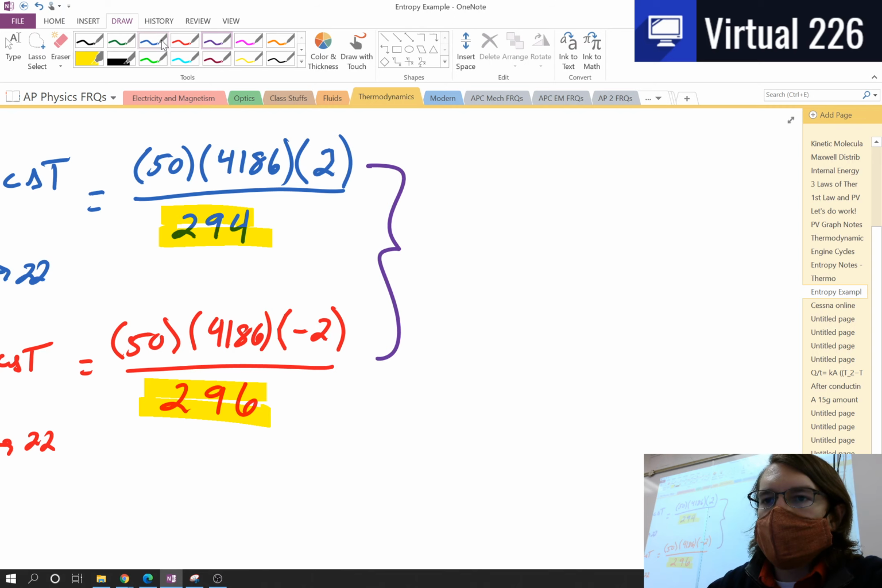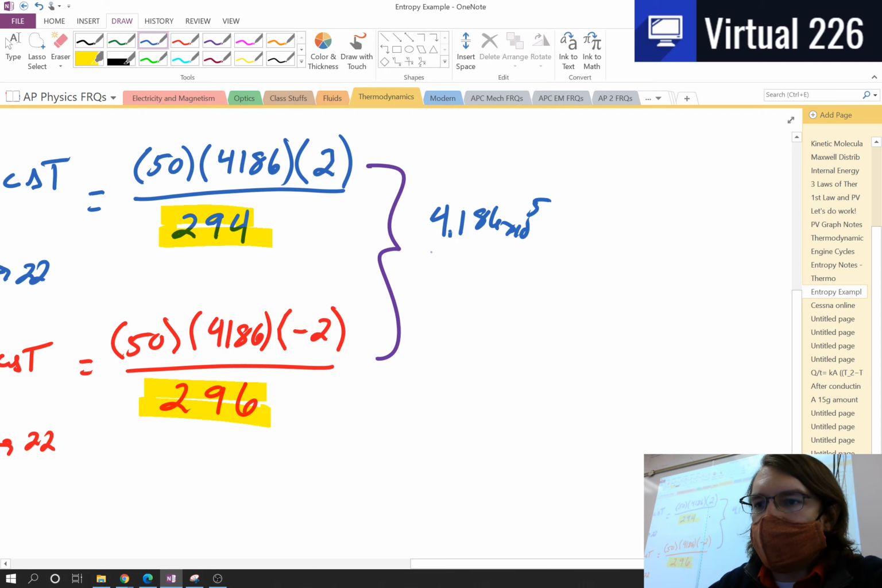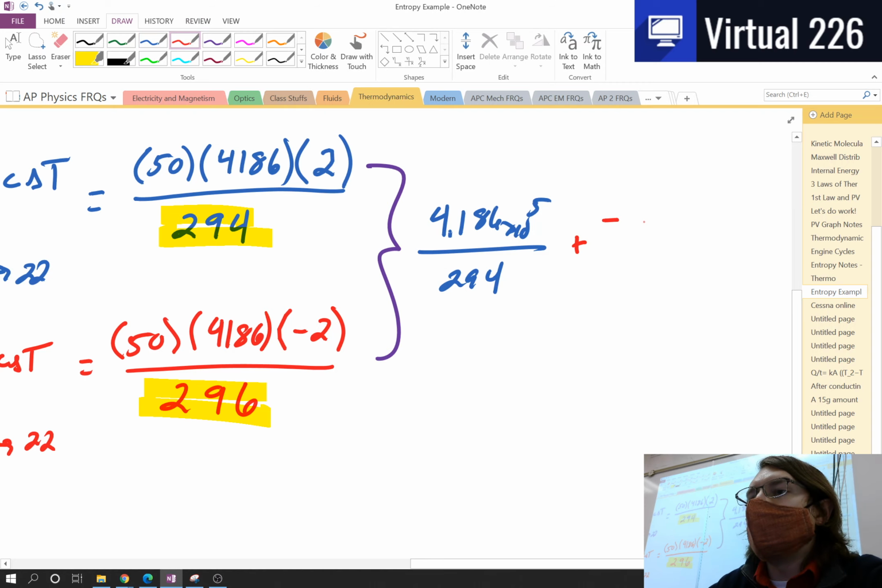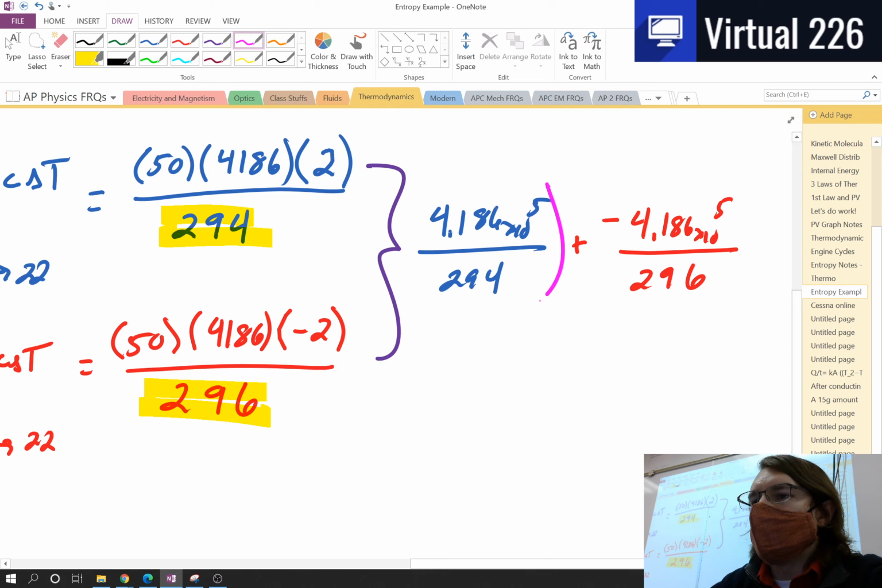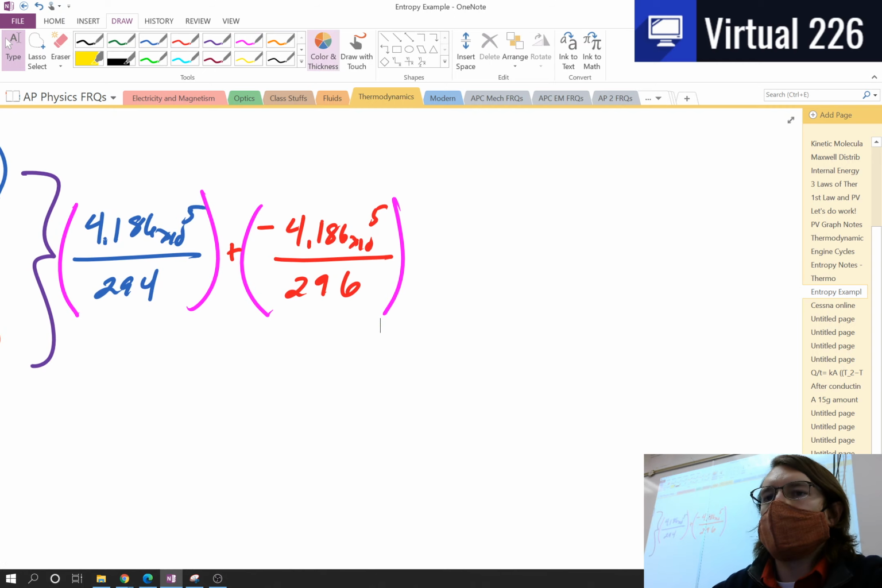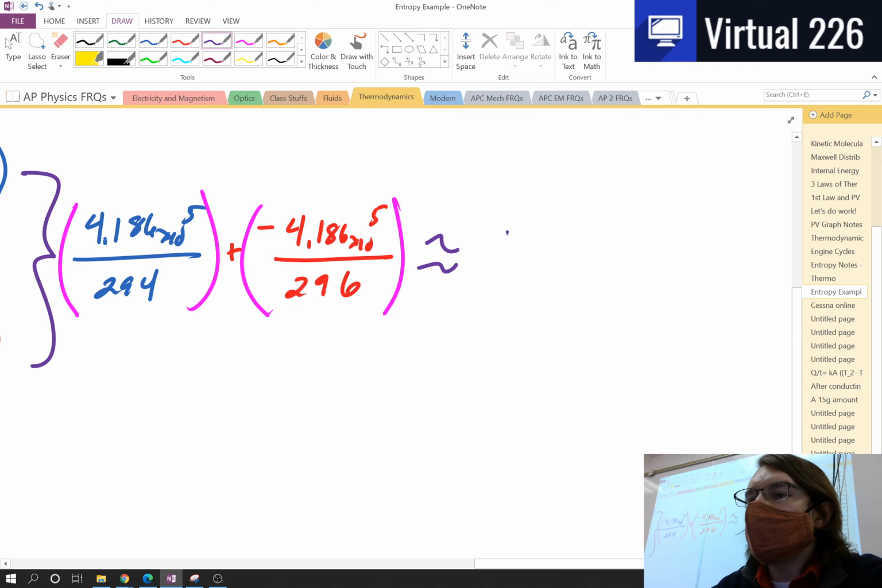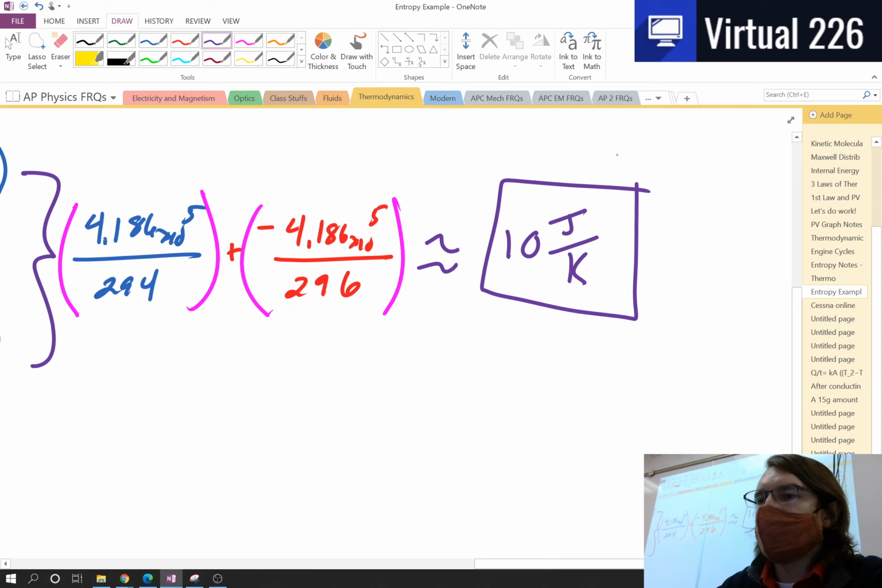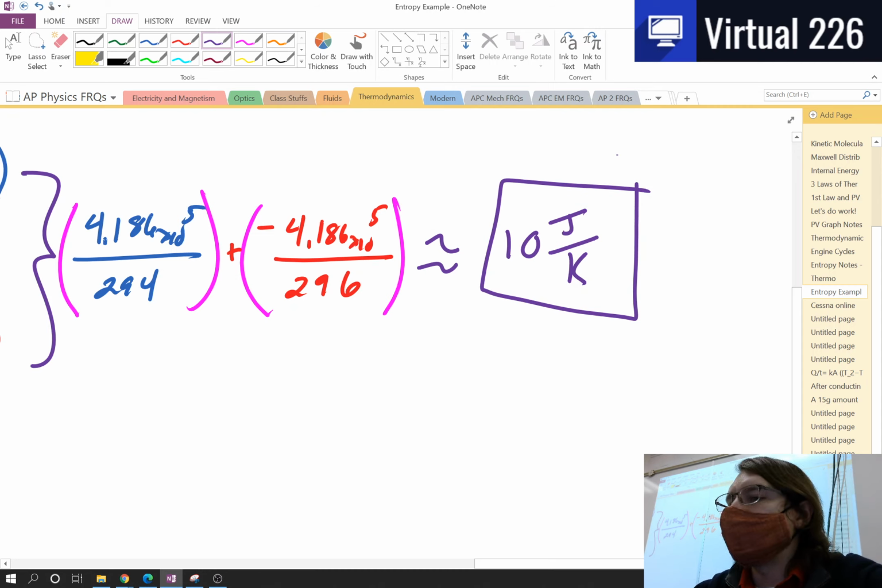When we do this, we're going to have 4.186 times 10 to the 5th divided by 294 plus a negative 4.186 times 10 to the 5th divided by 296. Remember, do these divisions first and then do that subtraction. When you do this, you get a value of approximately just 10 joules per Kelvin. And that is our change of entropy here.